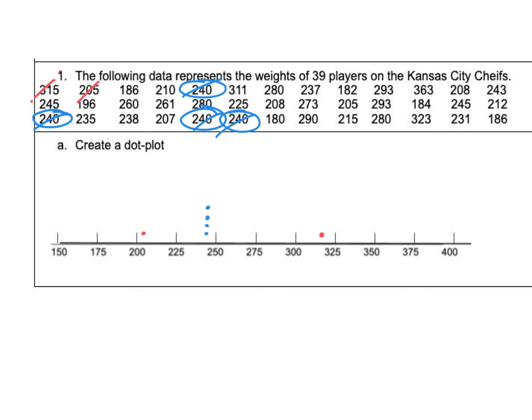I wonder what Patrick Mahomes weighs. My guess is like 230. You think 230? I'm saying 238. Okay. It's probably on Google.